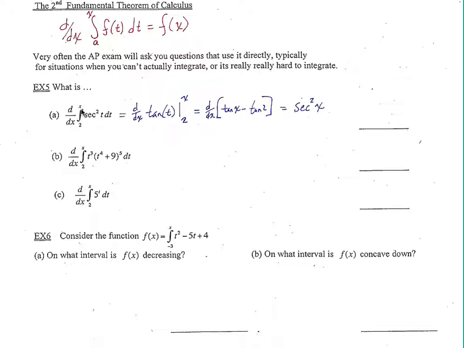Right? So once we see that pattern, then it's pretty easy to see for b here that the derivative of the integral will end up simply being x cubed times x to the 4th plus 9, all to the 5th. And the derivative of the integral of 5t with respect to t, lower bound of 2, upper bound of x, is going to end up being 5x.